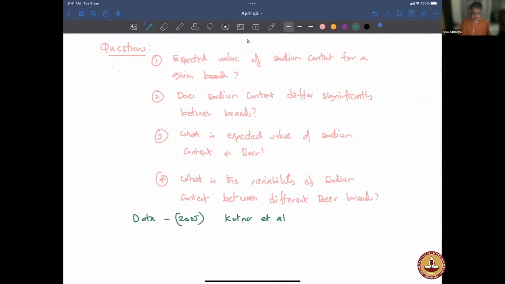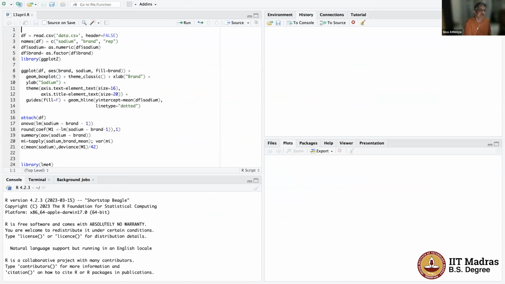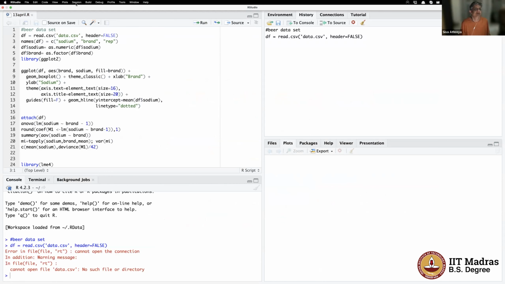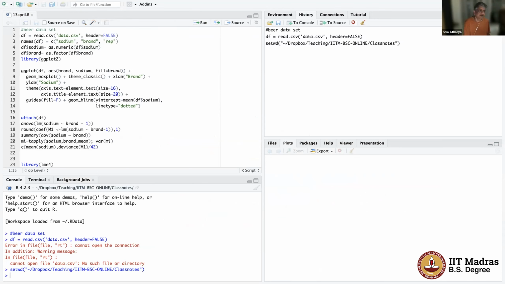So the first thing I want to do is load the data set. For that, we will load up R. This is the beer data set. This code will be on the notes site, and you can work with it. First, I load up the data set called beer. Let me set the working directory to source file location. That's done, so let me load the data set.